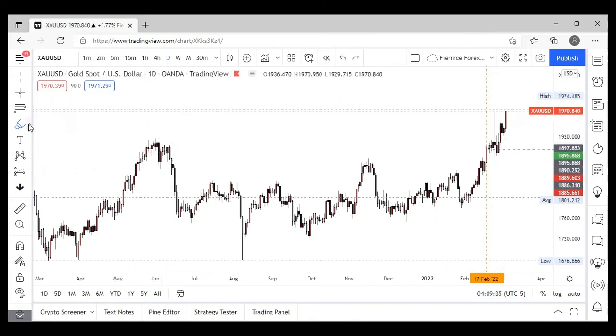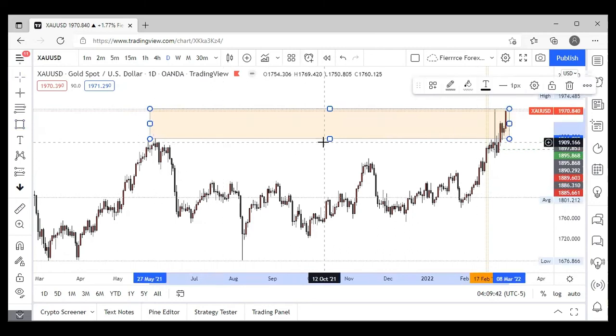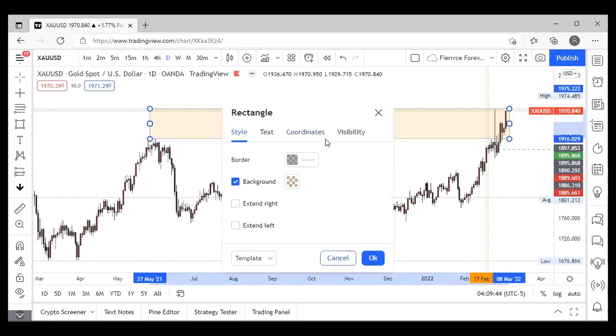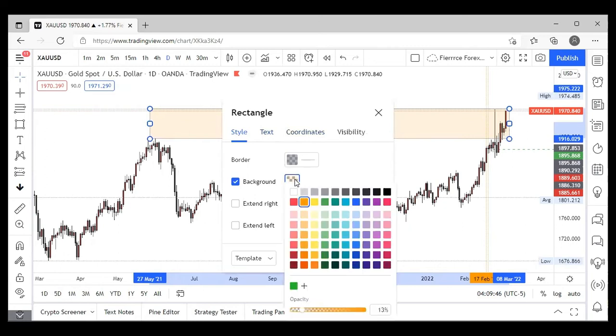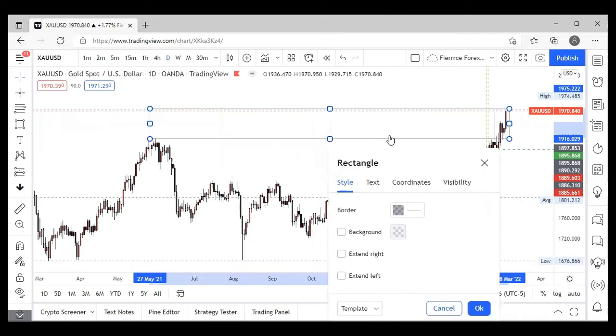So that's a highlighter. We have the rectangle tool. I can draw a rectangle, and I can customize it by double clicking on it, and I can change the color to gray. I can change it to blue, orange or yellow. It's really up to me, right? So that's how you do that. I can extend it to the right, I can extend it to the left, I can just remove everything. I can even remove the background, and it's just a square box with no color in it. Okay.